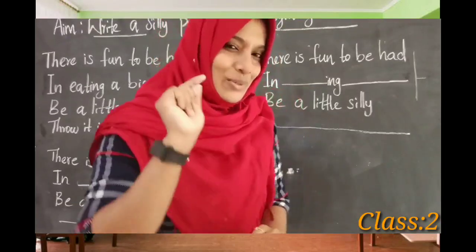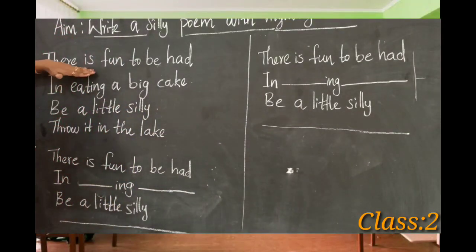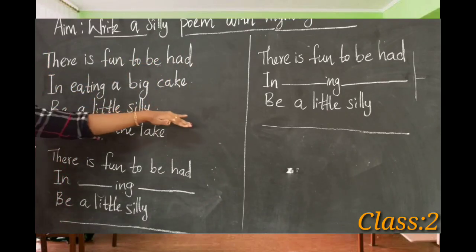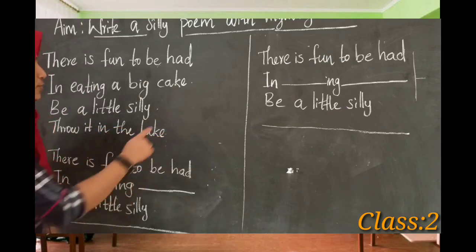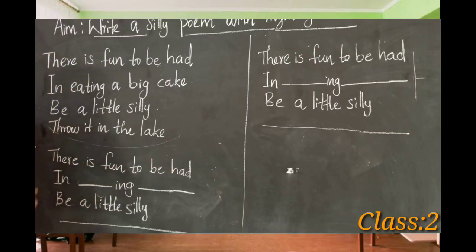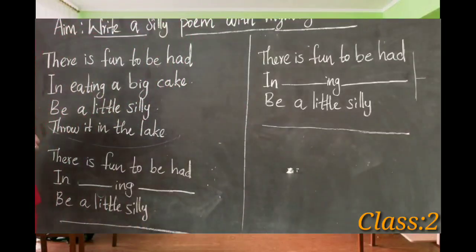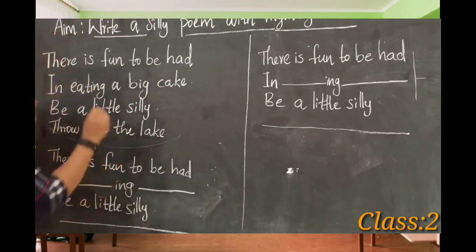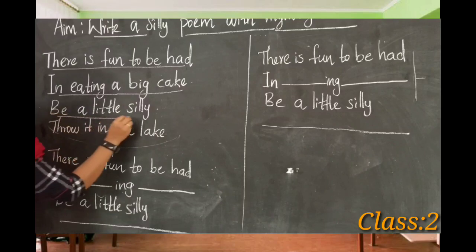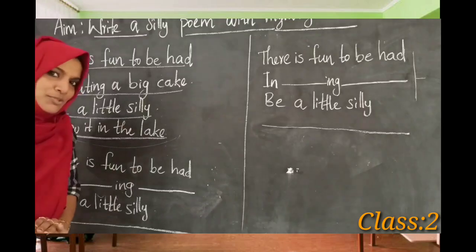So dears, just now I have shown this same poem on the paper. So let's read these lines. There is fun to be had in eating a big cake. Be a little silly and throw it in the lake. So this is the first stanza of the poem. As I told you, that stanza has 4 lines. How many lines? 4 lines. So this is number 1, 2, 3 and 4. Then how many rhyming words can you see here?